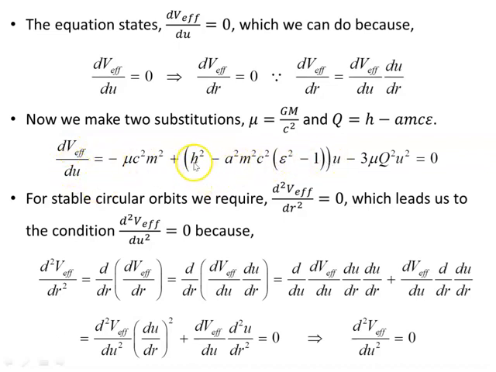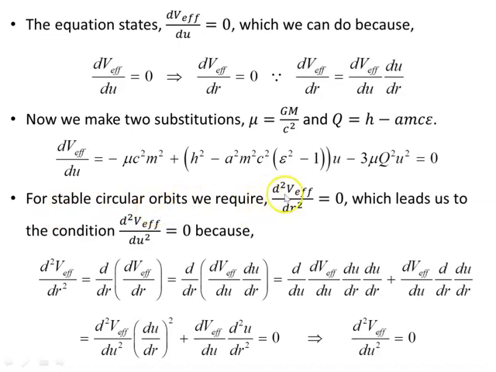h is the angular momentum of the particle, m is the mass of the particle, capital M is the mass of the black hole, and epsilon is the energy parameter of the particle. It could be a small test mass, it could be a laboratory with an observer in it, anything, a massive particle. So our dV dr becomes dV du, and we have this equation here set to 0.